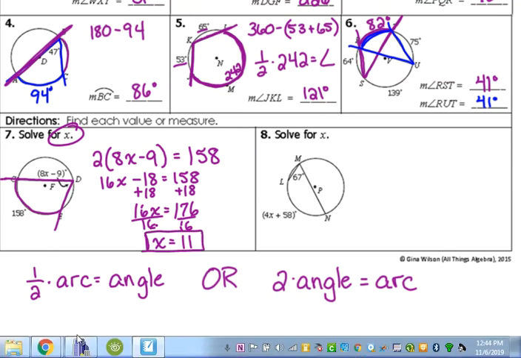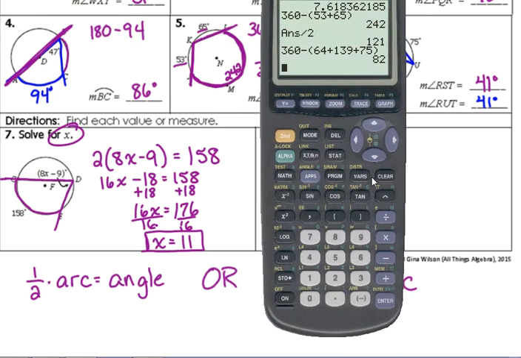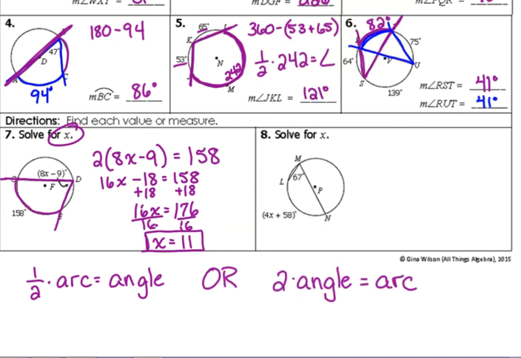Now, if you really want to be thorough, check it. Plug it in. 8 times 11 minus 9, we get 79. If we multiply that by 2, we should get the arc of 158.